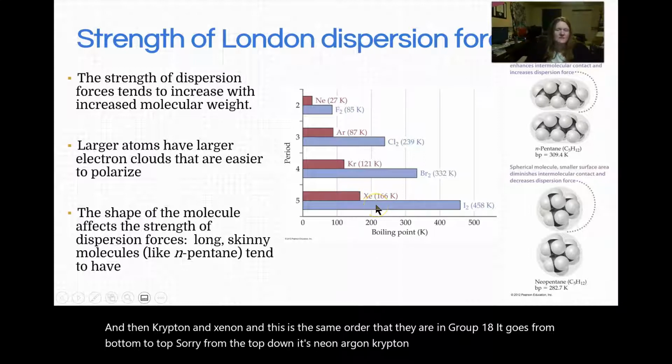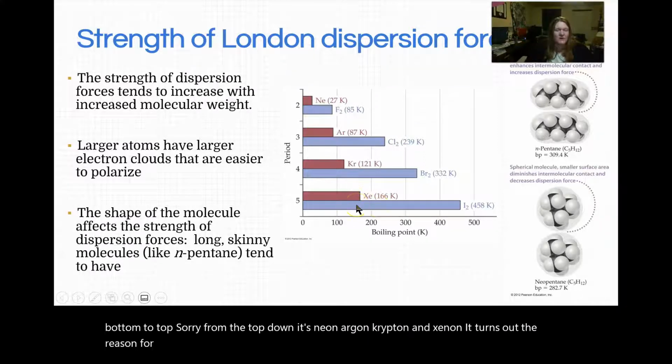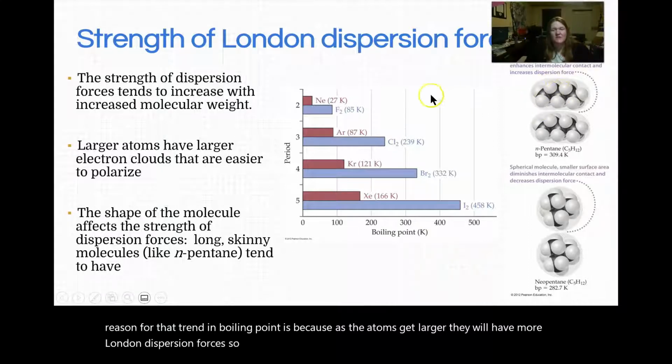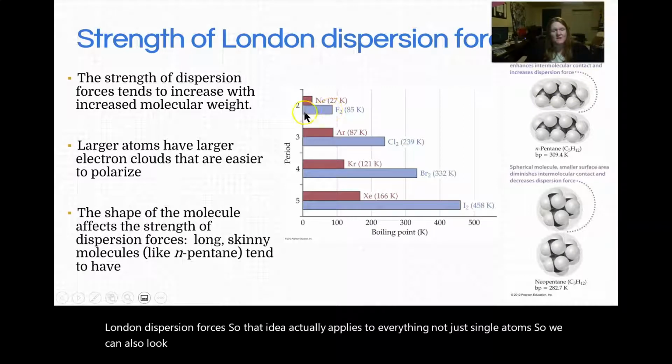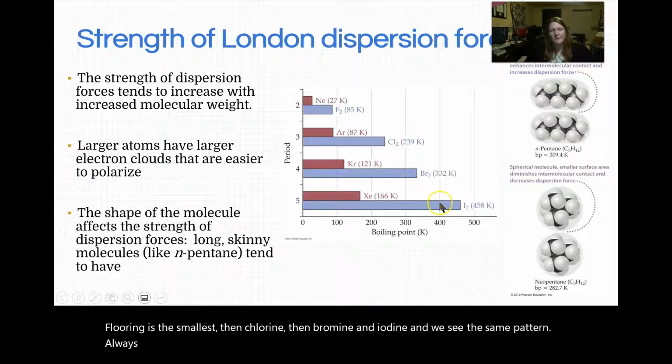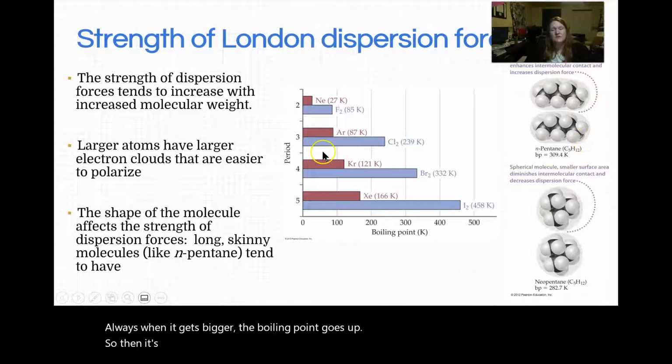It turns out the reason for that trend in boiling point is because as the atoms get larger, they will have more London dispersion forces. So that idea actually applies to everything, not just single atoms. So we can also look at diatomic elements like in group 17. Fluorine is the smallest, then chlorine, then bromine, and iodine. And we see the same pattern. Always when it gets bigger, the boiling point goes up. So then it's like, okay, maybe that's just for atoms. Maybe that's just for elements.